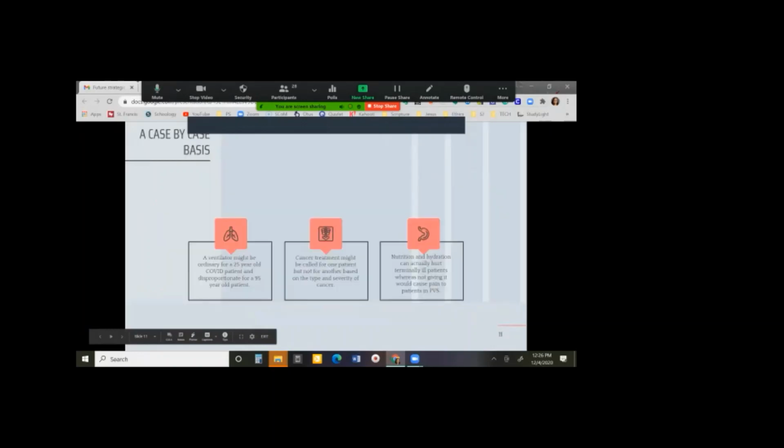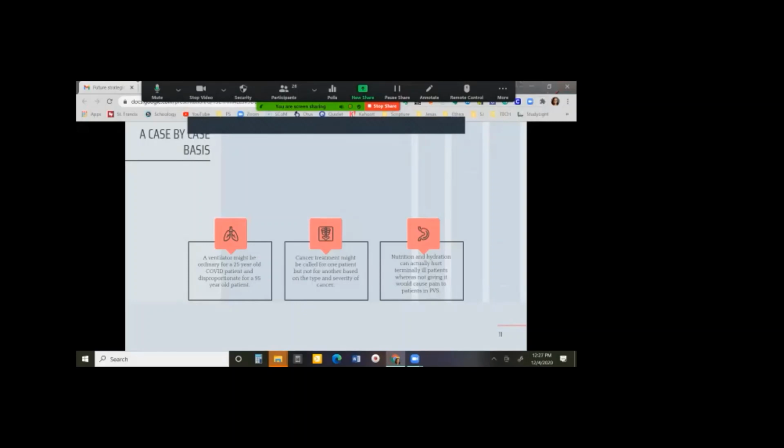So, for example, a ventilator might be ordinary means for a 25-year-old COVID patient, but disproportionate for a 95-year-old COVID patient. So if you have two patients and only one ventilator and you have to make the choice, for someone who's 95, it might cause them more harm than good to even have them on the ventilator. So again, we have to look at it on a case-by-case basis. Cancer treatment might be called for one patient, but not for another, based on the type and severity of cancer. So usually cancer treatment would be something that we would consider ordinary means. But if you have a person who has had this cancer over and over again, and the prognosis isn't good, the principle of beneficence would be applied there. You might say, in that case, perhaps the person would decline the treatment.